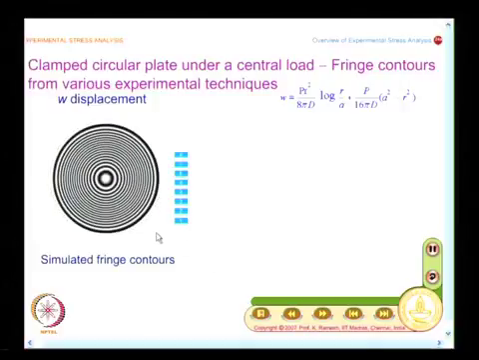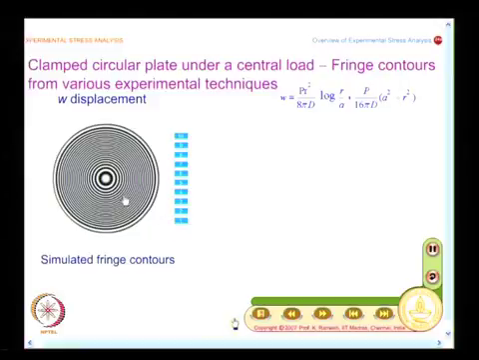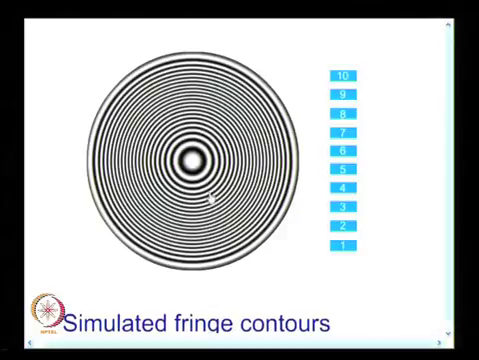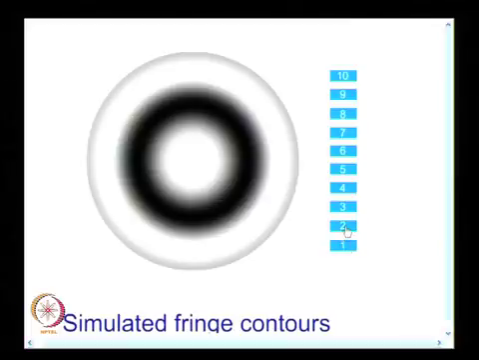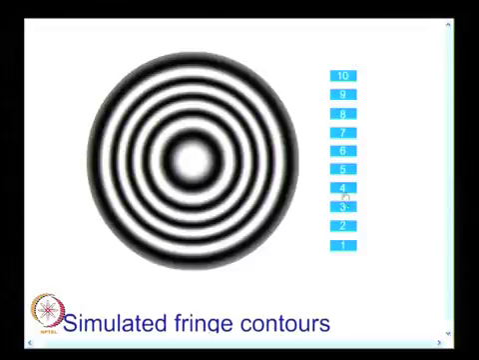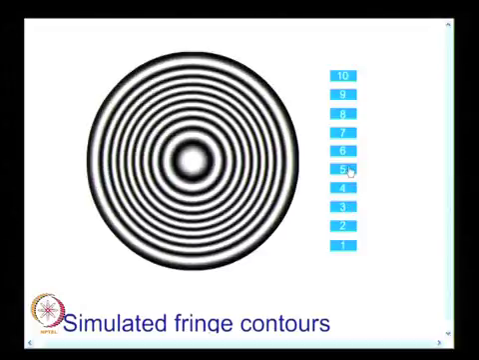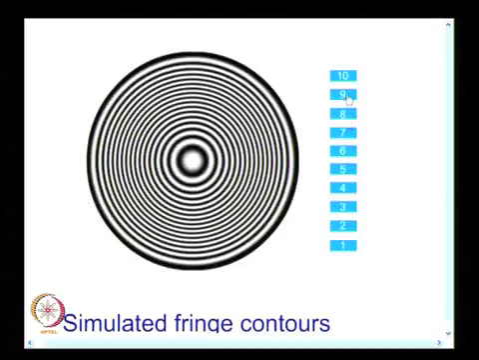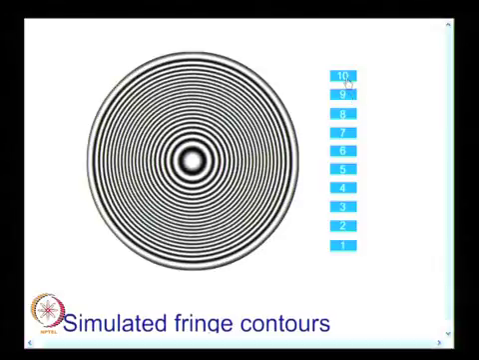So I said nature is so good that it gives you, I have simulated fringe contours, I have concentric circles, nature is so good. In the case of beam under bending you saw horizontal lines, in the case of clamped circular plate you see beautiful circles, and this is again a function of load applied. So you have concentric circles, and as the load is increased you have more and more circles.